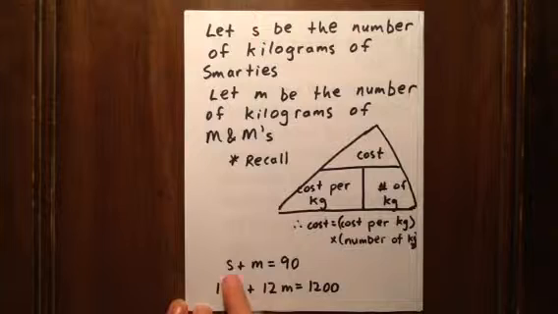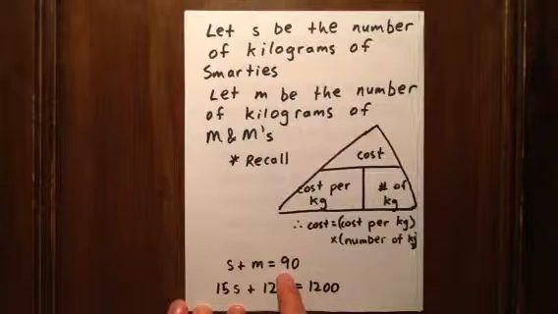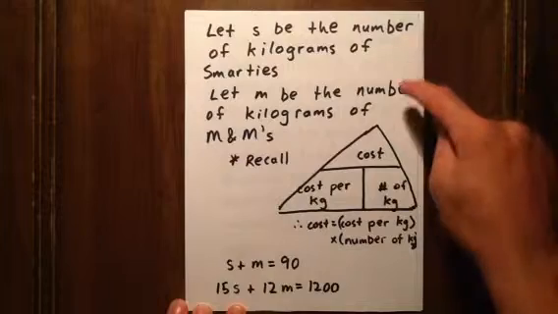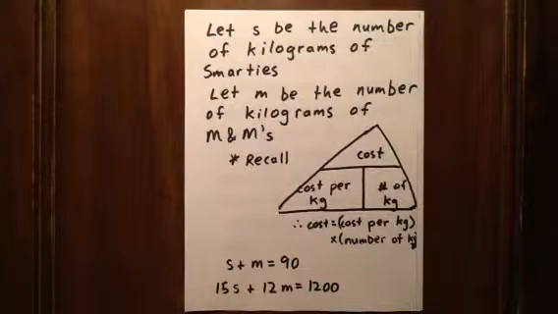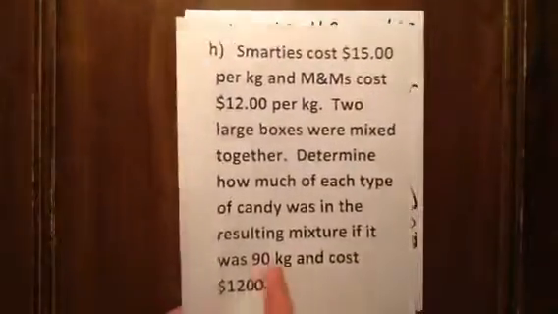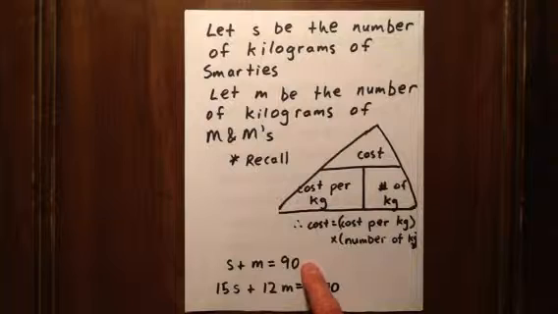Well, the first thing it tells me is that the number of kilograms of Smarties plus the number of kilograms of M&Ms is 90. It's a total of 90 kilograms. Okay, so S plus M is 90 because it told me in the question that the resulting mixture was 90 kilograms. So I make an equation based on mass.